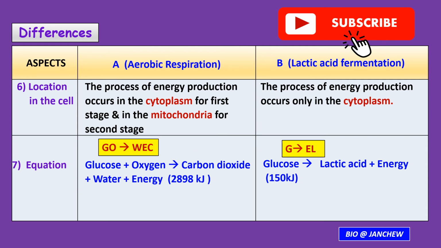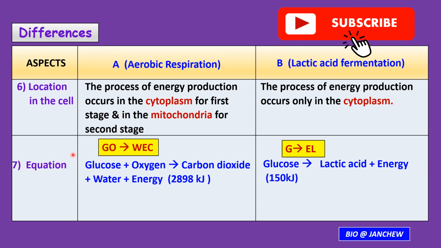Lastly, here are two more differences between A and B. Location in the cell. The process of energy production occurs in the cytoplasm for the first stage and in the mitochondria for the second stage. Okay, for girl A. And for the man B, the process of energy production occurs only in the cytoplasm.